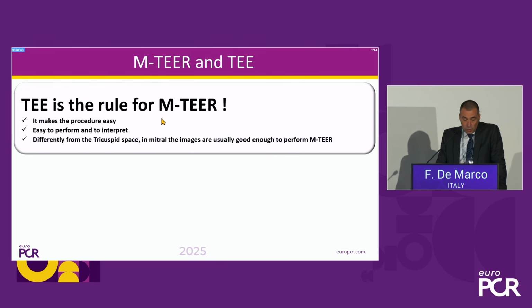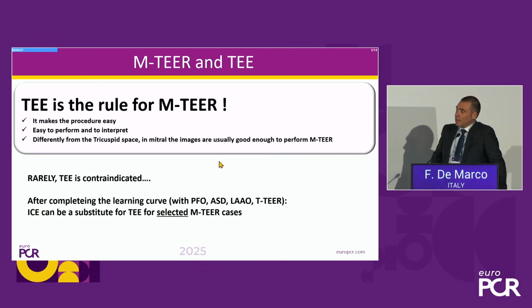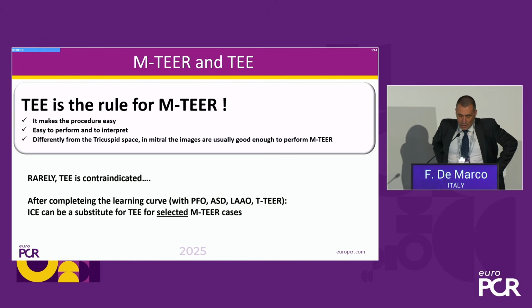So we know that transesophageal echo is the rule for mitral TEER. It's easy, it's convenient, it's cheap, and I think different from the tricuspid space, it's uncommon, if not rare, to have image quality that makes an M-TEER procedure not doable. However, there are some contraindications for transesophageal echo.